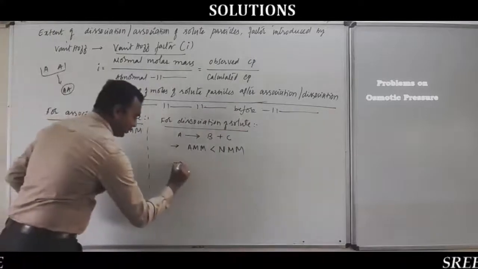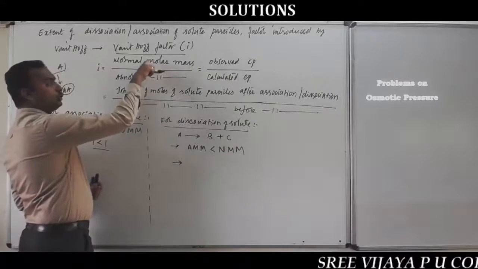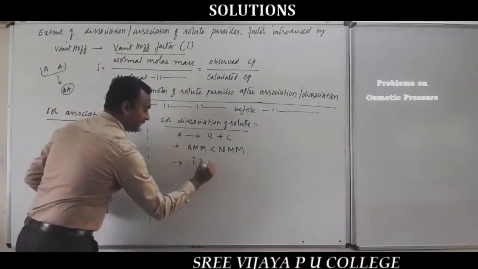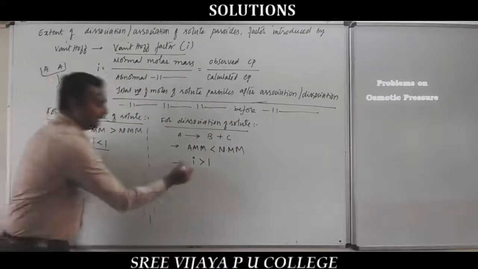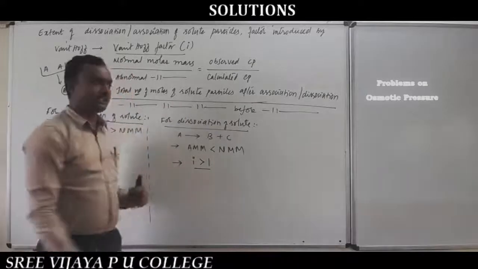So the abnormal molar mass is lower and the normal molar mass is higher. So the numerator is greater and the denominator is smaller. Definitely you will get the I value greater than 1. So I is greater than 1. The Van't Hoff factor is greater than 1 for dissociation of the solute particles.